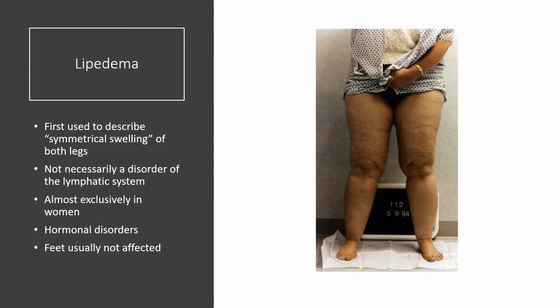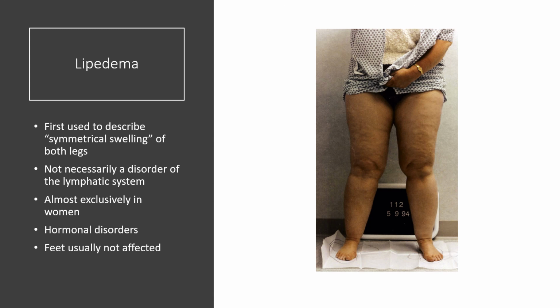And the last pathological condition that we're going to talk about with the lymphatic system is known as lipedema. And this was first used to describe symmetrical swelling of both legs, and you can clearly see that in this patient here. And it's not necessarily a disorder of the lymphatic system, but there's some type of underlying etiology that's causing fat deposits, and this underlying etiology remains idiopathic. We don't know why this happens. Unfortunately, this condition is found almost exclusively in women, and it's accompanied by hormonal changes. If the rare case does happen and it's present in a male patient, it's accompanied by massive hormonal disorders.